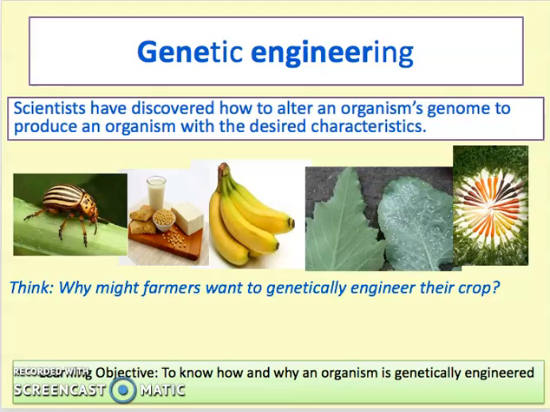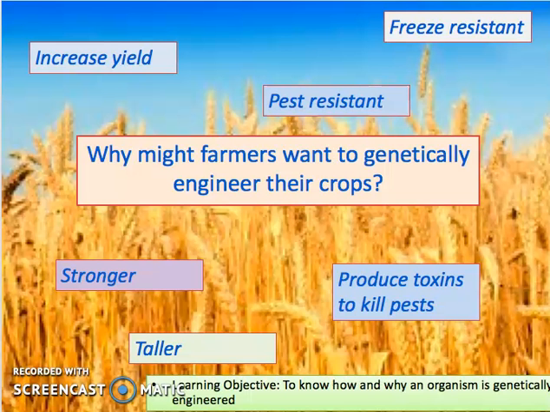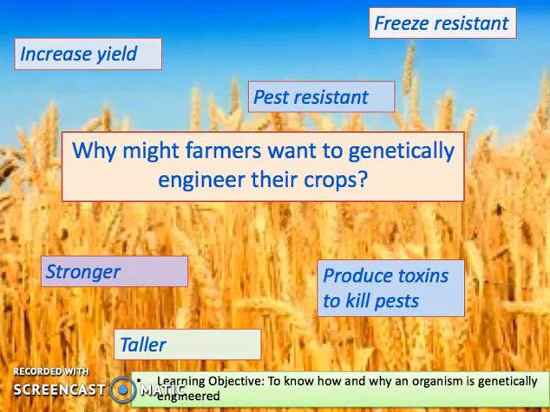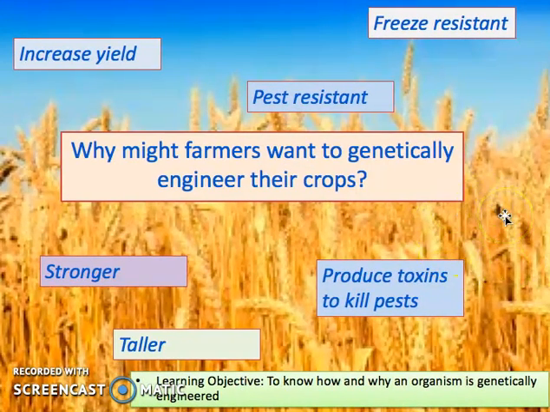So all of those things are beneficial to the plant and therefore useful for a farmer or for whoever is growing the crops. Okay, so moving on, our next slide: here are some reasons why farmers would want to genetically engineer their crops. So you might want them to be stronger or taller, increase yield. So that yield means the amount of product that they have got. And the farmers may want them to be freeze resistant, pest resistant, or to produce toxins to kill pests.